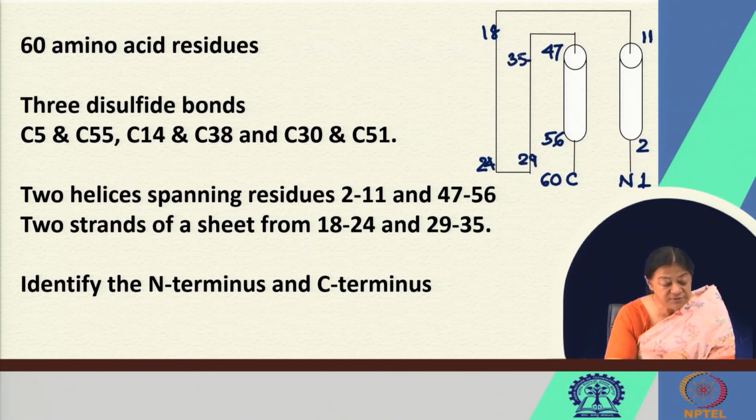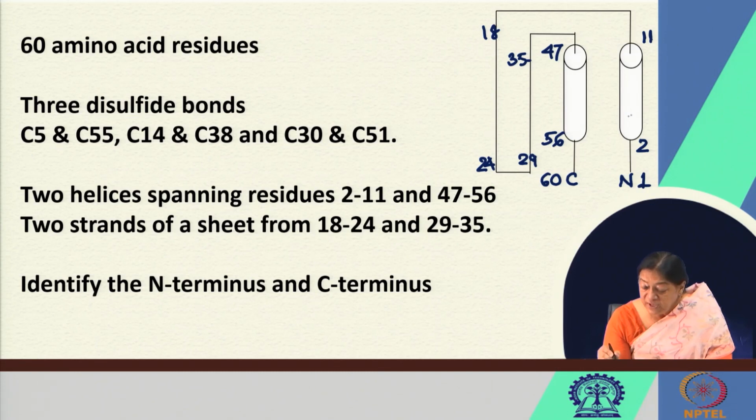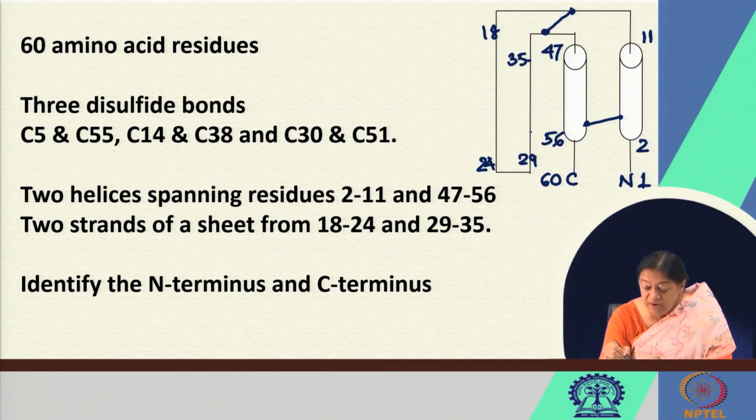So, now if we look at our information again regarding the 3 disulfide bonds, we have from 5 to 55. So, 5 is somewhere here and 55. So, here is one of the disulfide linkages. Our next would be 14 to 38. So, 14 would be somewhere here and 38 would be somewhere here. So, we would have one this way, and we have another one from 30 to 51. So, 30 would be somewhere here and 51 somewhere here. So, these are the 3 disulfide linkages, the S-S linkages.